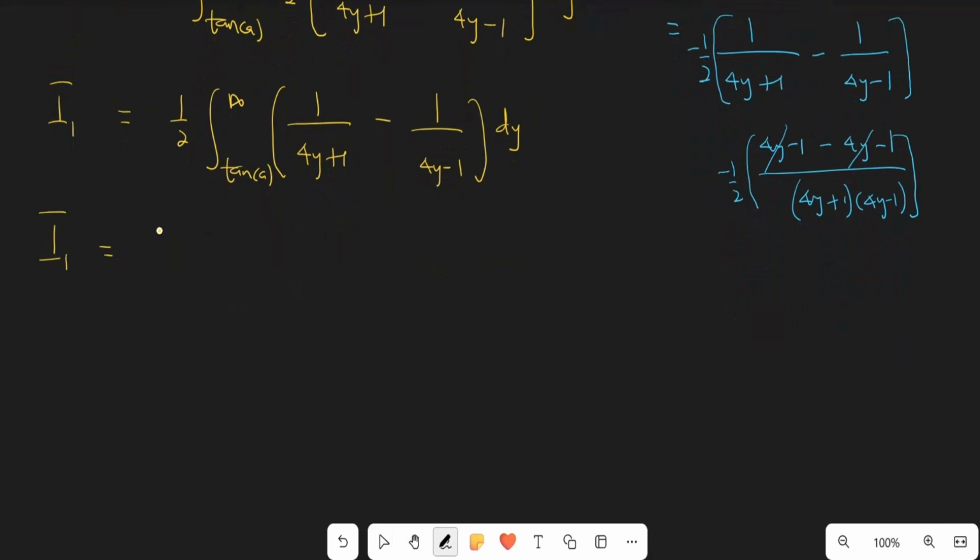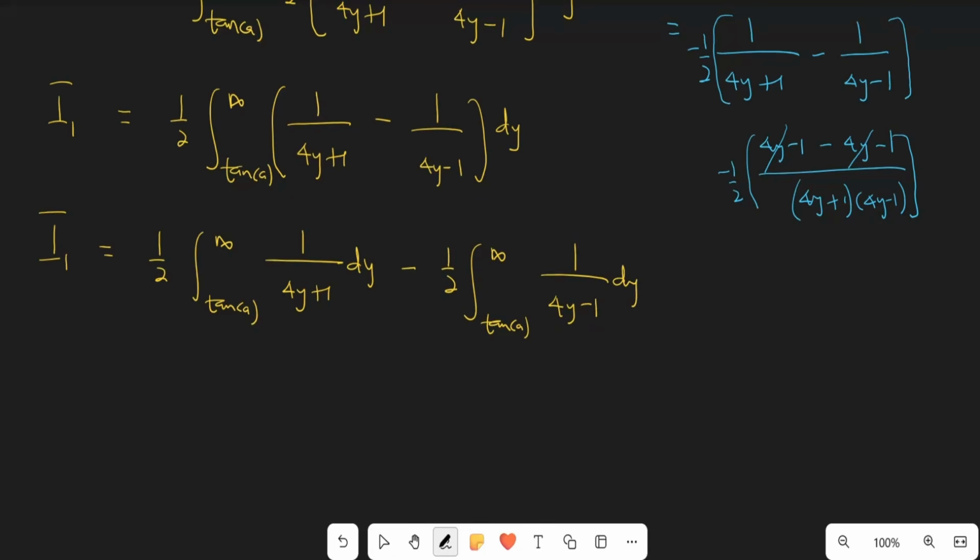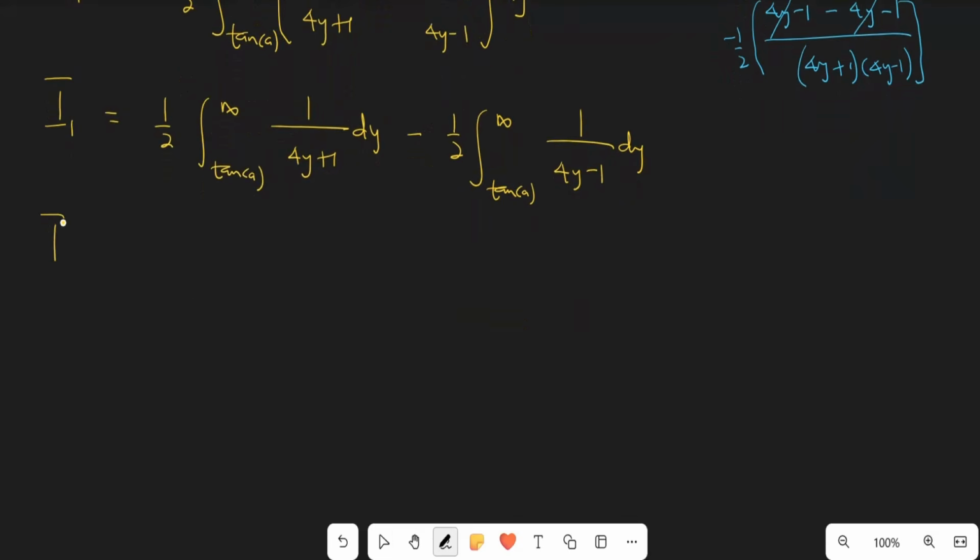I1 is equal to 1/2, then the integral from the tangent of a to infinity of 1 all over 4y plus 1 dy, right, minus 1/2 the integral from the tangent of a to infinity of 1 all over 4y minus 1 dy. These are the two different integrals of I1.